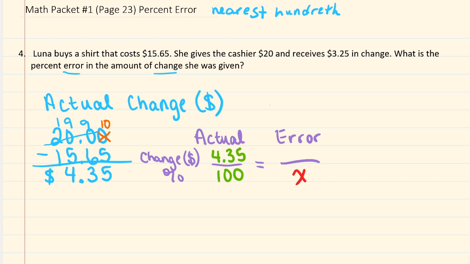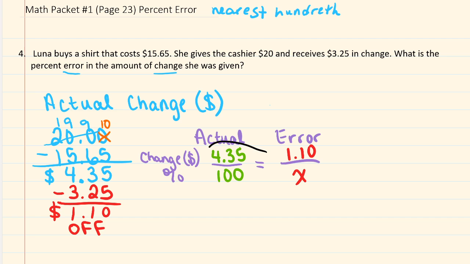We do know where we can find the error in the amount of money. So the cashier gave us $3.25. So if you subtract that, it looks like she was $1.10 off. So error isn't the wrong amount. It's how far off you are from the actual amount. I'll say that again. Error is not the wrong amount. It's how far off you are from the actual amount. So I'll put that in my proportion.